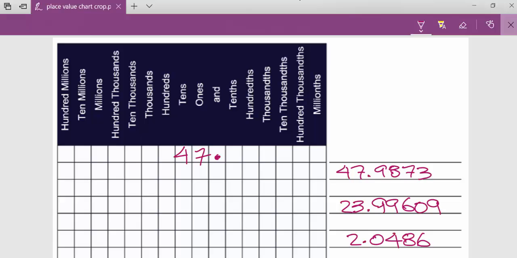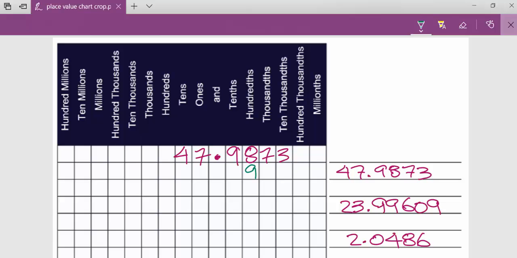Now to the right of the decimal, the first number we come to is a 9. That means we have 9 tenths. Then we have 8 hundredths, 7 thousandths, 3 10,000ths. Now the question was, round this number to the nearest hundredth. Well, in order to round to the nearest hundredth, I have to look at the digit that's in the thousandths place value, and that digit's a 7, which is more than 5, which means I'm going to round the digit in the hundredths place value up to a 9.